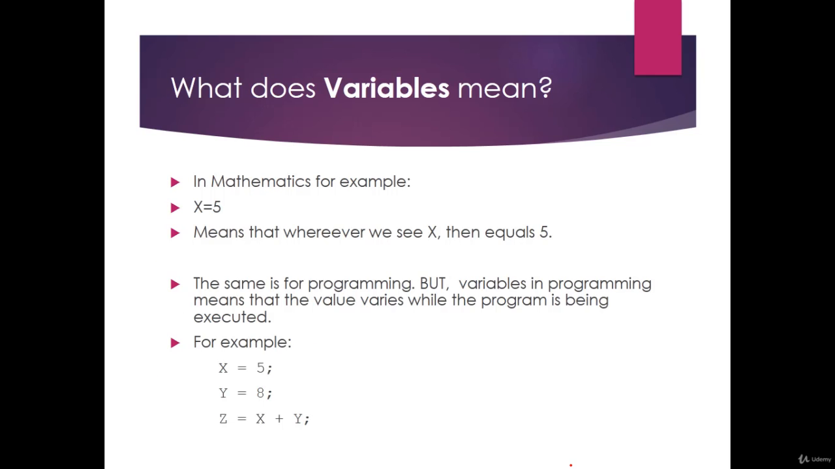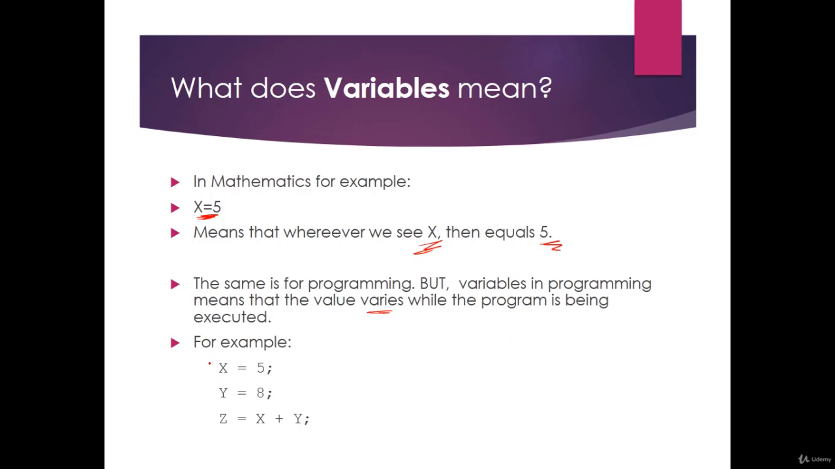In mathematics, for example, we have, as we saw in the previous slide, x equals 5, which means that whenever we see x, this equals 5. The same is for programming, but at the same time it is a little bit different. Variables in programming means that the value varies. The value could change while the program is being executed.